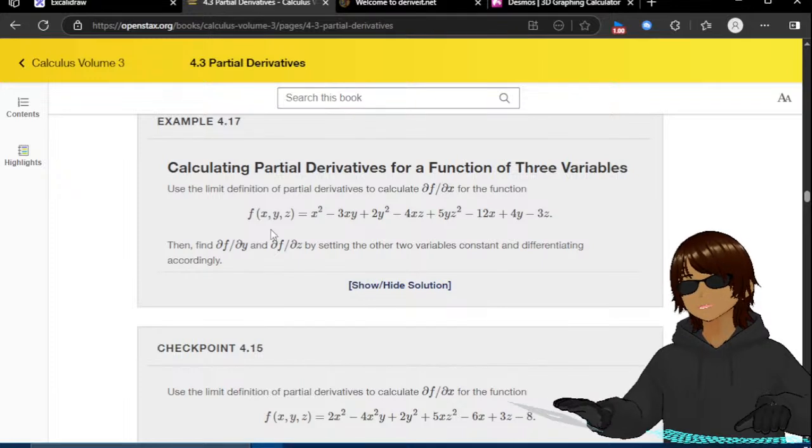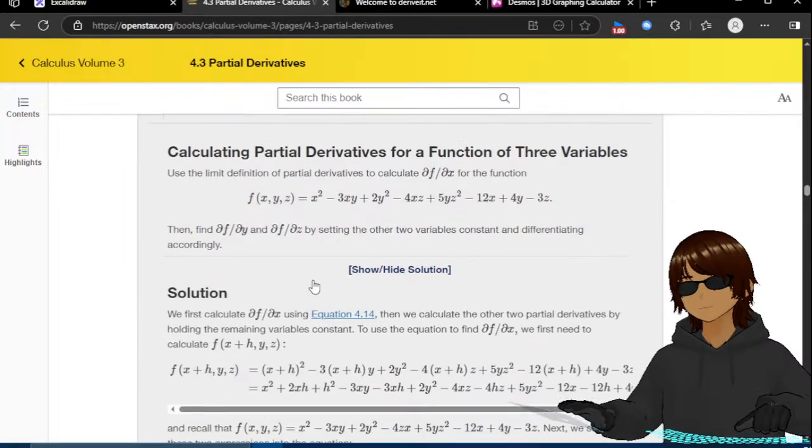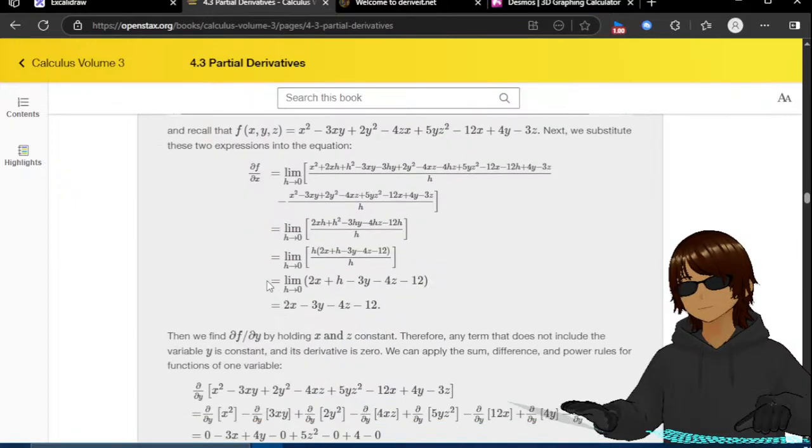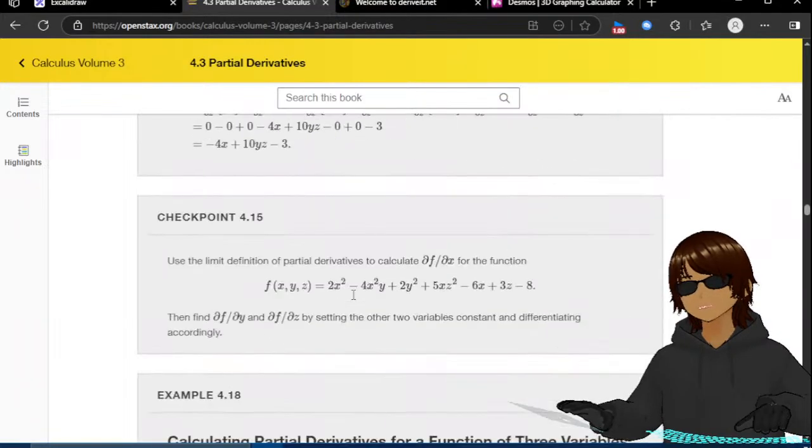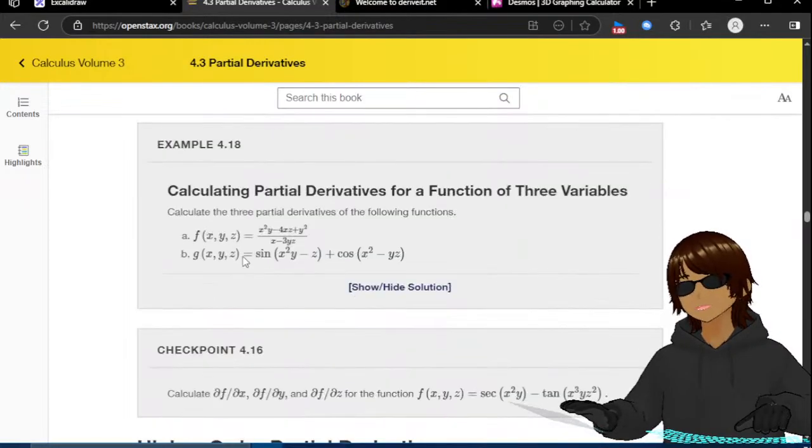So if we want to find the partial with respect to x, we would get 2x minus 3y minus 4z minus 12. Yeah, that's it. 2x minus 3y minus 4z minus 12. Calculating partial derivatives for a function of three variables. Calculate three partial derivatives for the following function.